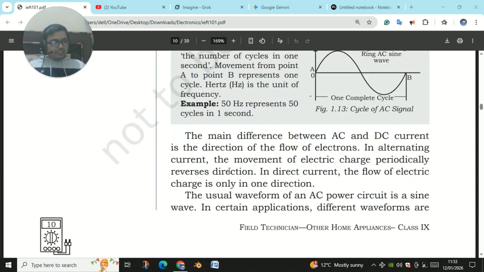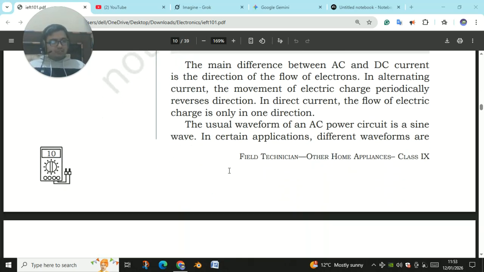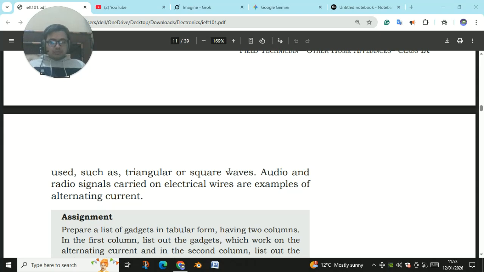The main difference between AC and DC current is the direction of flow of electrons. In alternating current, the movement of electric charge periodically reverses direction. In direct current, the flow of electric charge is only in one direction. The usual waveform of an AC power circuit is a sine wave. In certain applications, different waveforms are used, such as triangular or square waves. Audio and radio signals carried on an electrical wire are examples of alternating current.